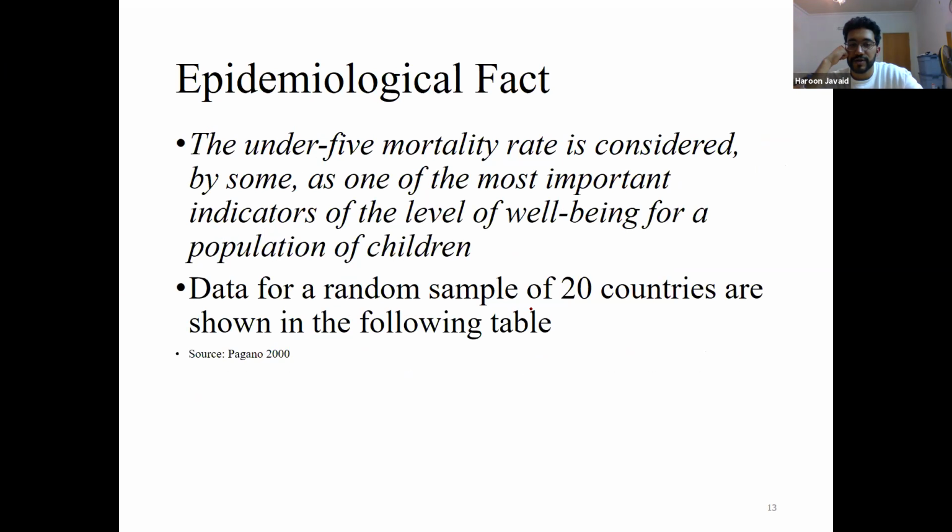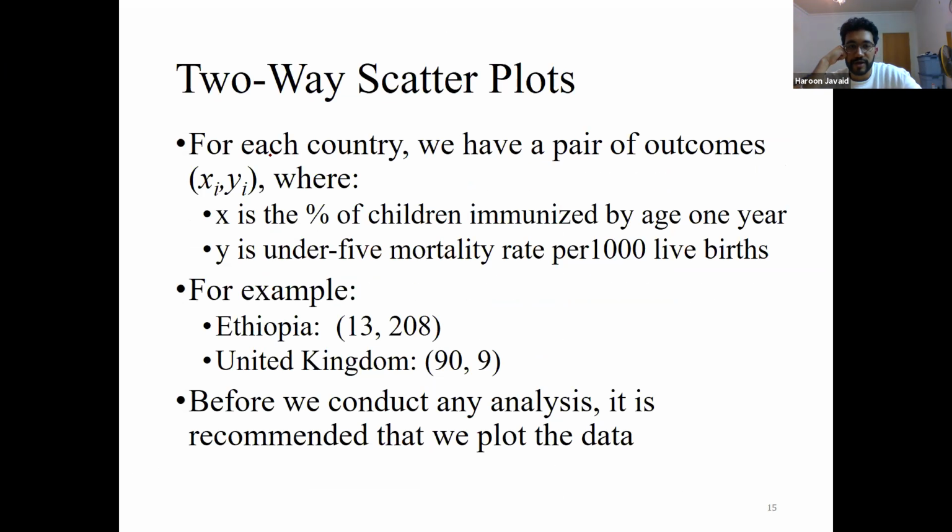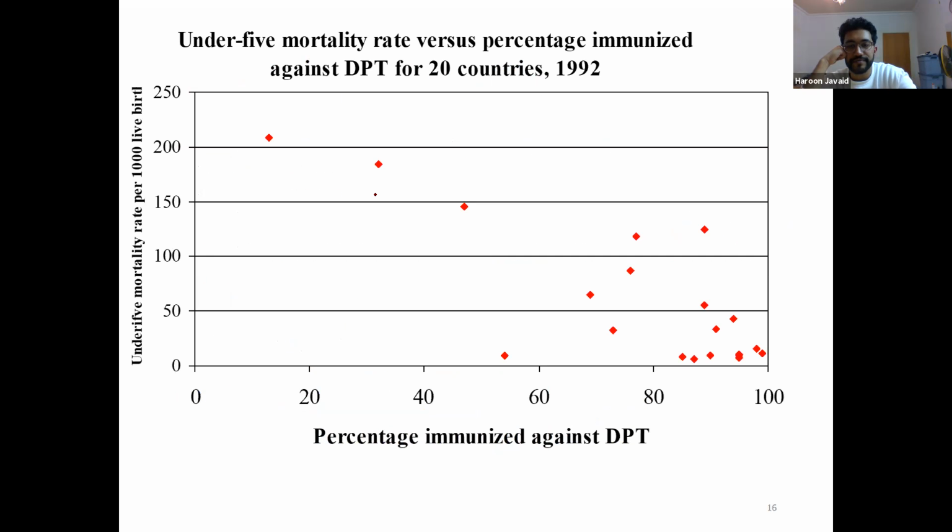Okay, so they took basically data from 20 countries. So they had this data, and then what they did was they plotted it on a scatter plot. So two-way scatter plot means that you have an x-axis and you have a y-axis. So this is what they did.